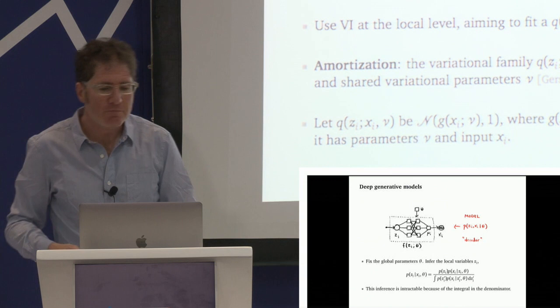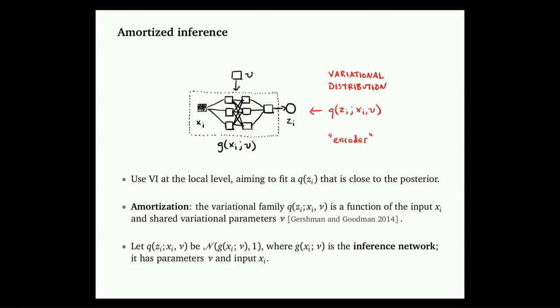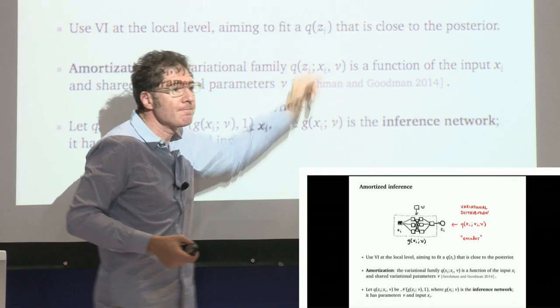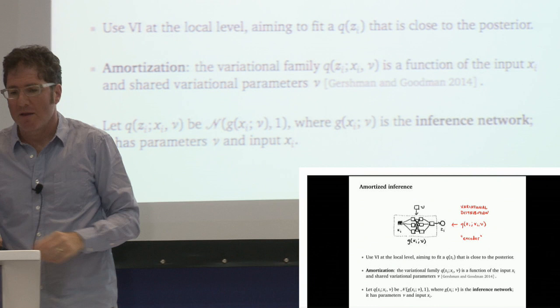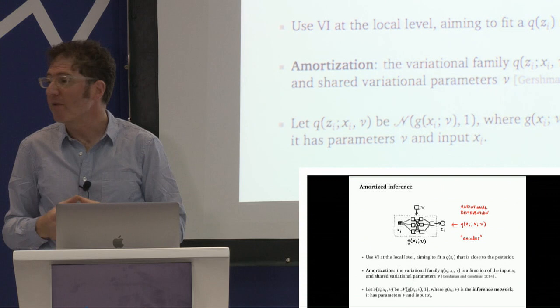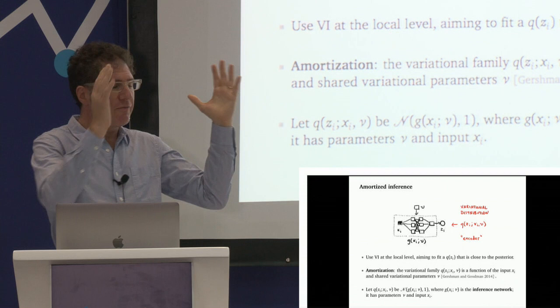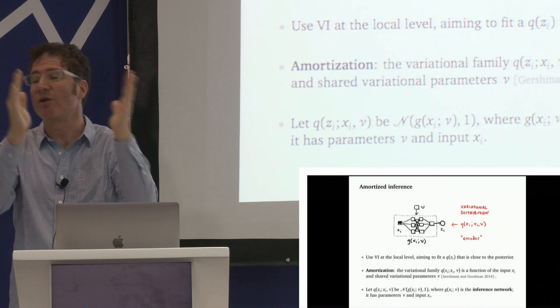So what we're going to do is variational inference for zi. We're going to use variational inference at the local level, aiming to fit a q of zi that is close to the posterior. One idea in the variational autoencoder literature is amortization. Remember, we're talking about local inference, and let's say we have 100 data points. We have 100 little posterior inference problems. We want q of z1, q of z2, q of z3, all the way up to q of z100.